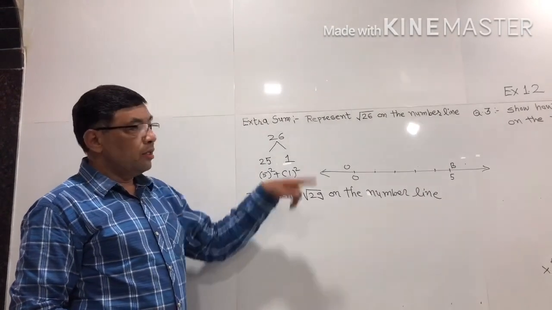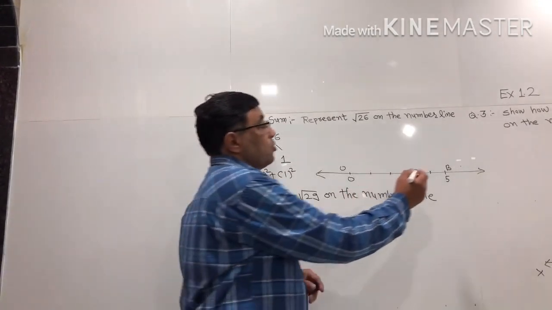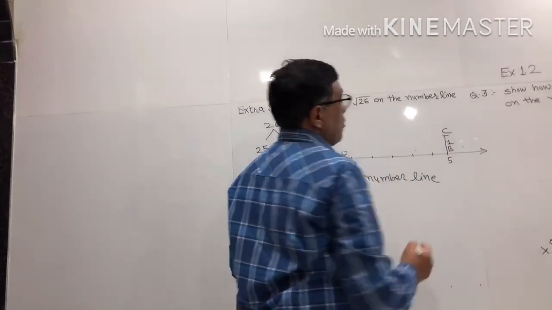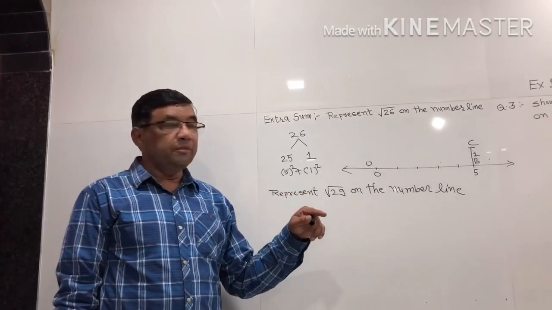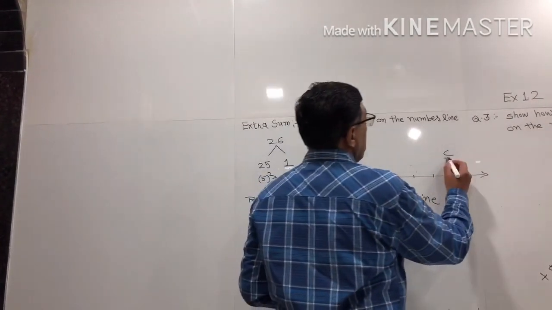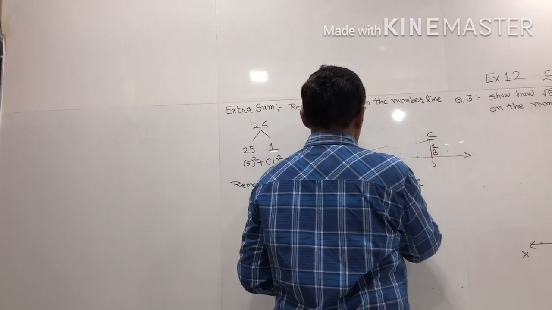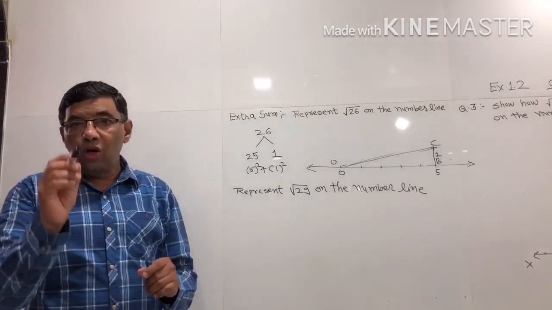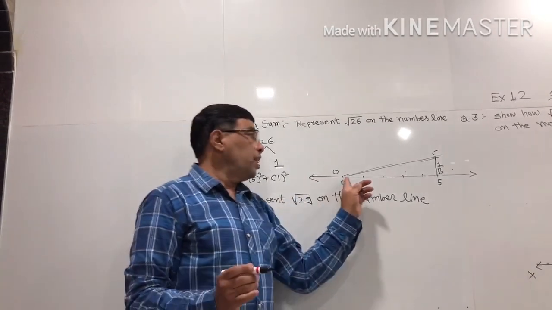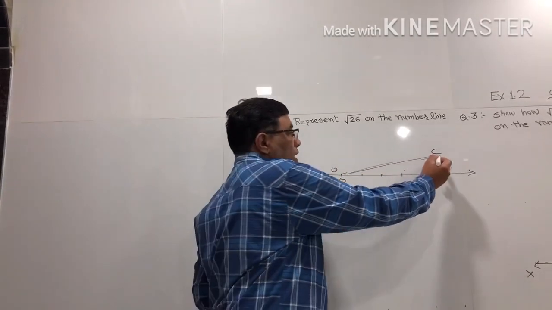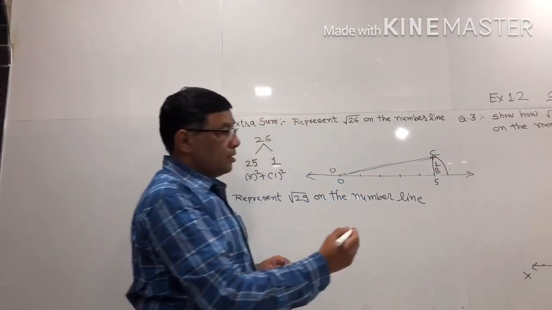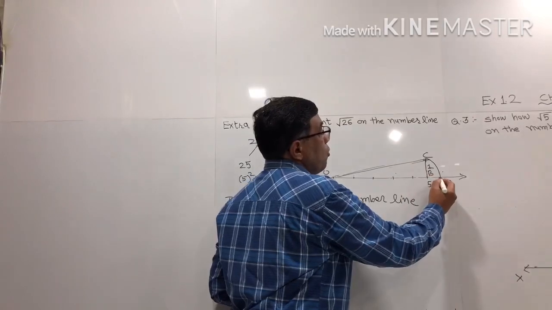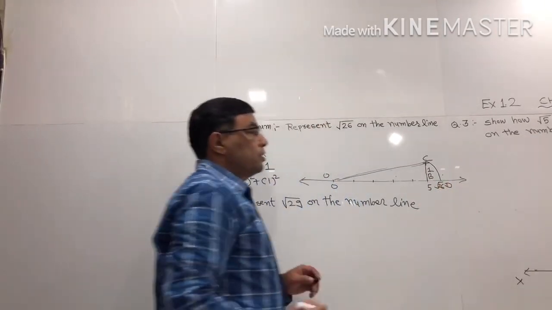And we have to take BC equal to 1 unit. So here we mark BC, which is 1 unit, means 1 centimeter. Now we join OC. So we have already joined OC. Then you have to take a compass, place it on O, open up to C, and then apply an arc wherever it intersects the line. The point is D, and the value for this point is root 26.